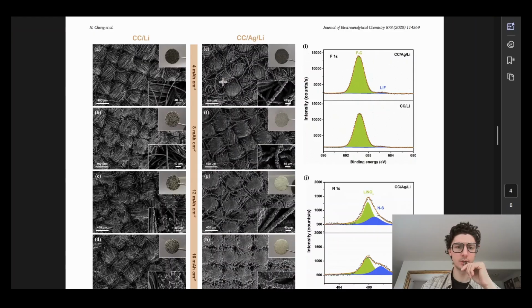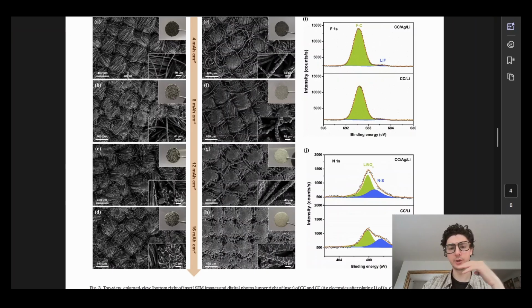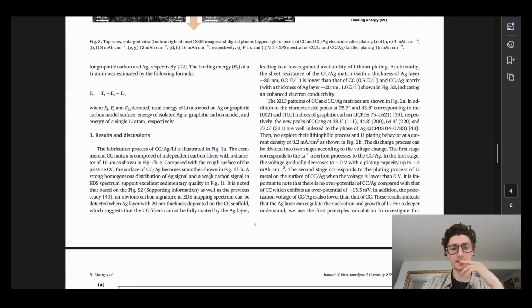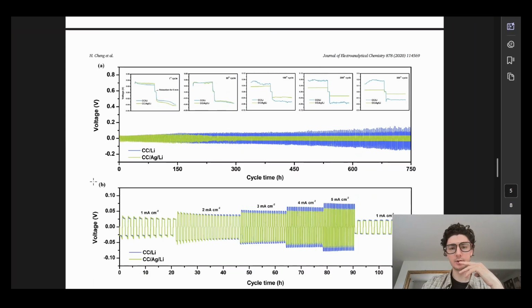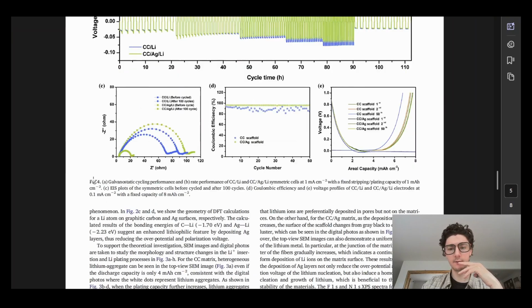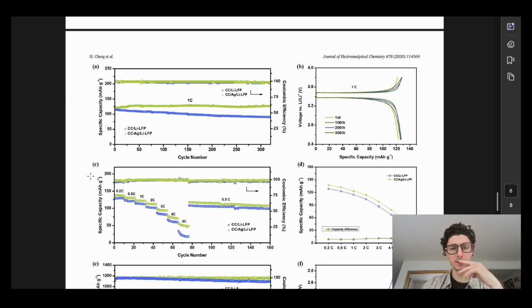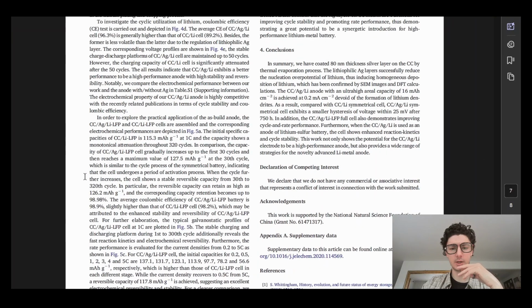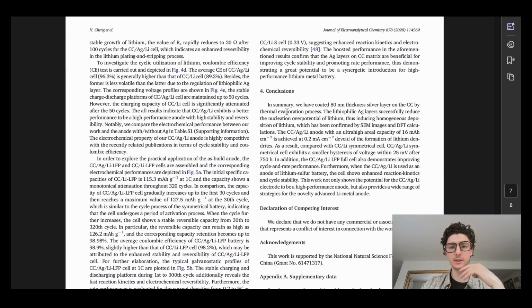Ooh, some interesting pictures here. This is what the carbon cloth looks like once you zoom in on it. It's woven together, and they put the silver nanoparticles onto that. But I think we are done with this article. Here they got the battery tests. Very, very cool article. I'm not going to look at this any deeper, so let's actually read the conclusion.